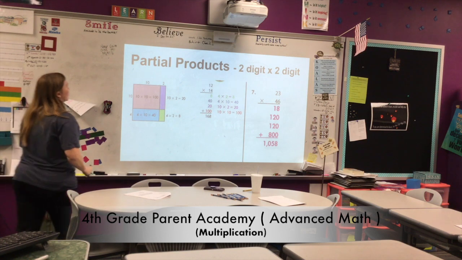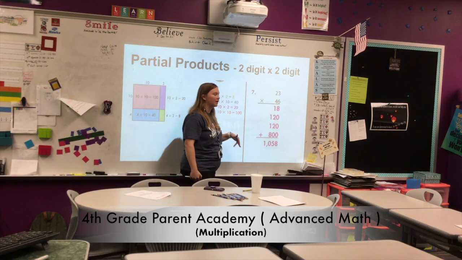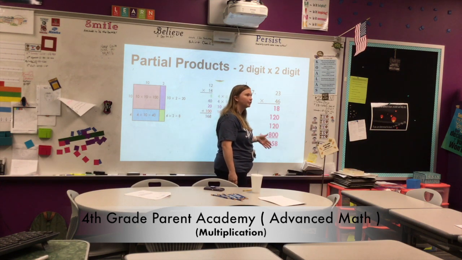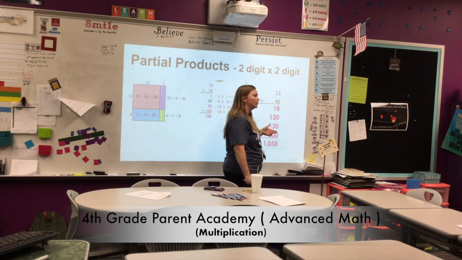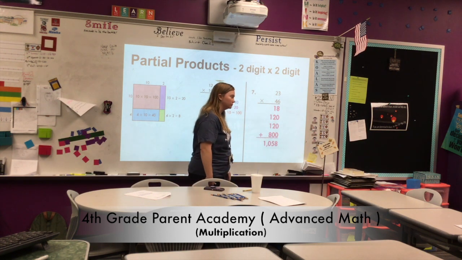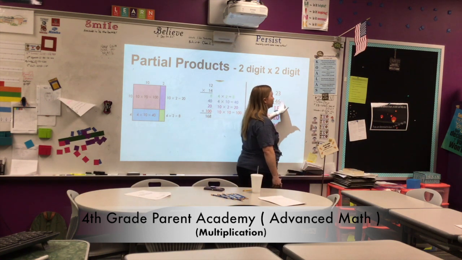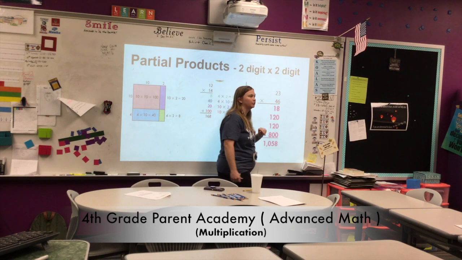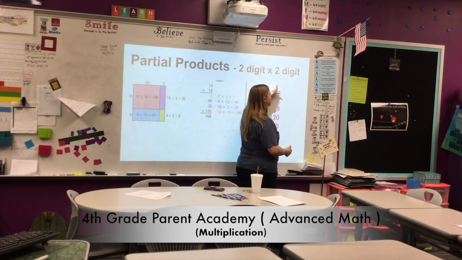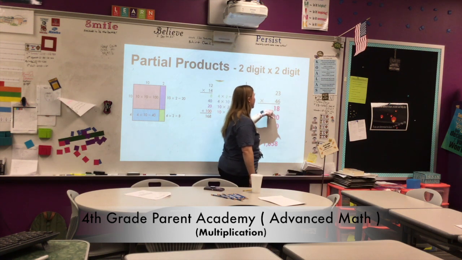All right, partial products is the next step that we take after area model, and this lends itself pretty well to the standard algorithm. You see it starts looking like a standard algorithm, okay? What you do here is you start in your ones place exactly like you do for standard, and you go 6 times 3 is 18, but instead of carrying, I write the entire 18 here, okay?